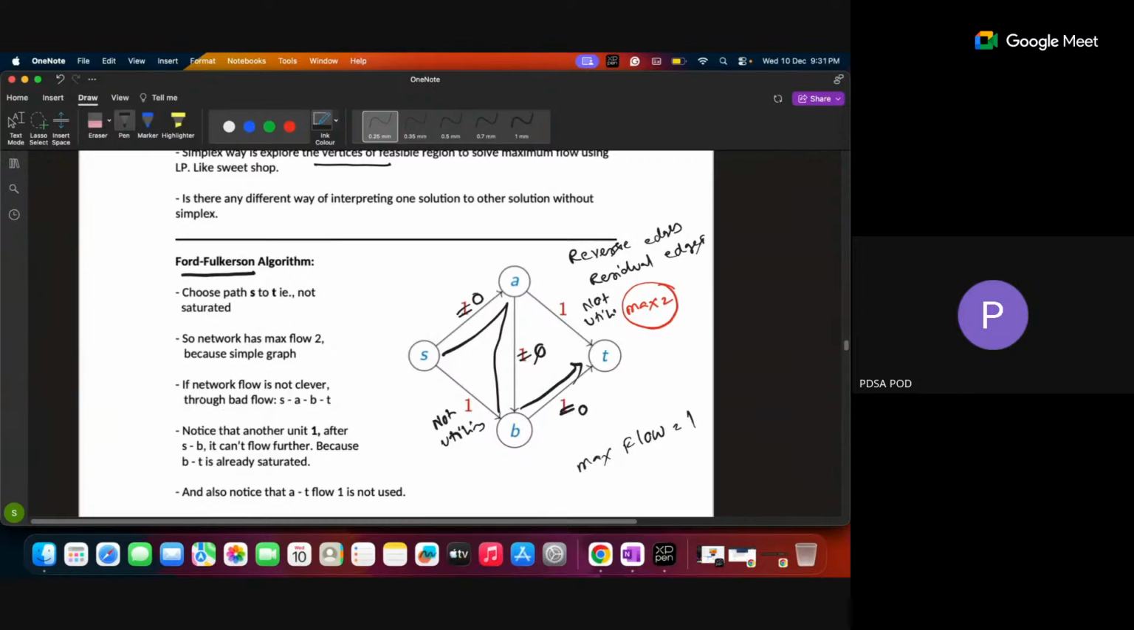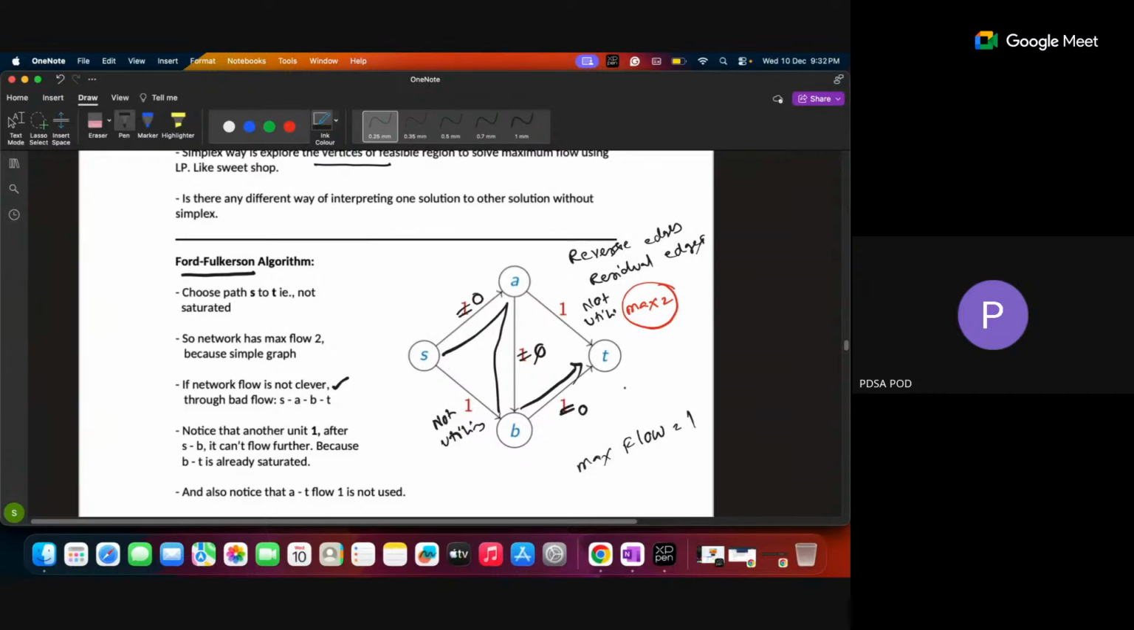See, look at here. If a not clever flow is chosen, not clever flow meaning S to A to B, B to T, due to that this is underutilized, this is underutilized. S to B is underutilized. But actually the maximum flow allowed is 2. Due to the bad flow you have chosen, we have noticed that one flow is unutilized. This is the problem whenever the choosing of the flow is incorrect.